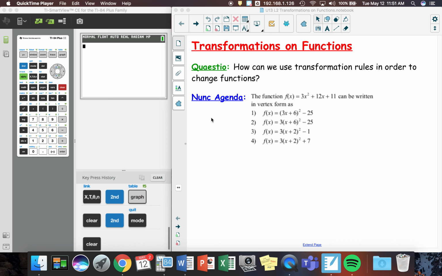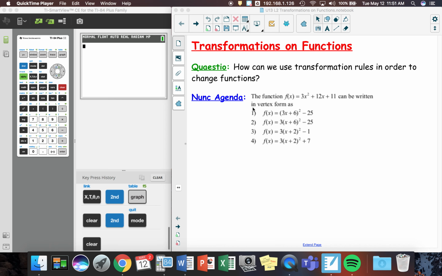Hey guys, so today we're going to talk about transformations on functions. When we're talking about transformations, think about the Transformers. It's changing the way that it is displayed on a graph. Once we get into that, they'll make a lot more sense.